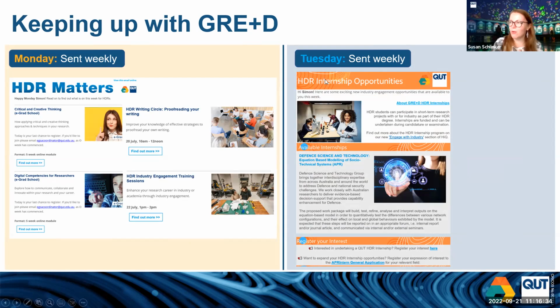And then our beautiful orange HDR internship opportunity emails come out every Tuesday. They're sent weekly to you, and you can have a look through and see what opportunities are currently available as well. Down the bottom, there's a link in all of those internship emails, this link here, that's to register for the QUT HDR Industry Engagement Program, which we just saw on the previous slide, but also there's an opportunity to register an expression of interest with HDR Intern, which, if you remember, is QUT's third-party provider of HDR internship opportunities.